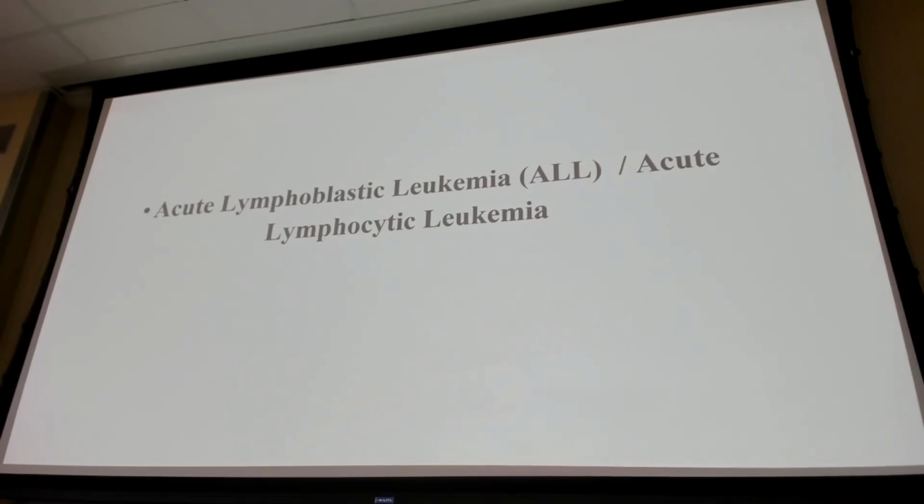AML. Any questions on your AML? So again, acute, myelogenous, right? Blast cells is the key. All right. Moving on, ALL. What's the patient population we see this in most commonly? Kids.